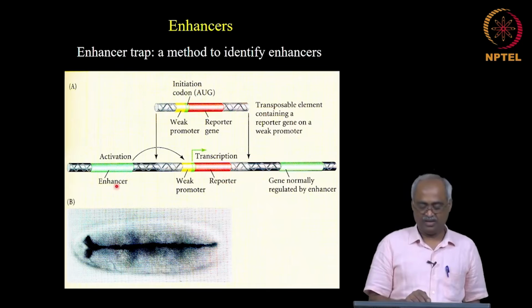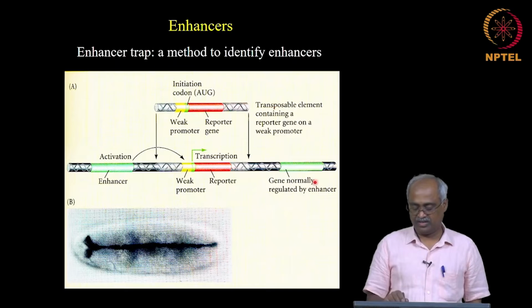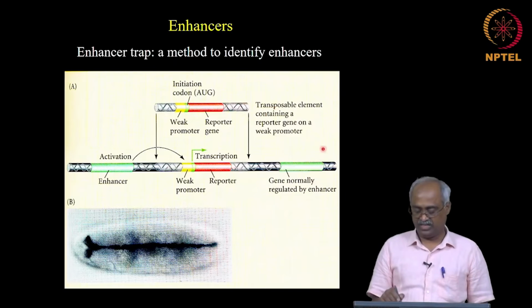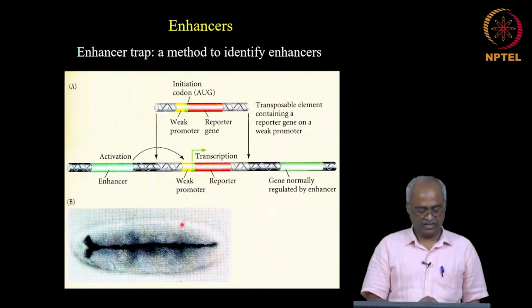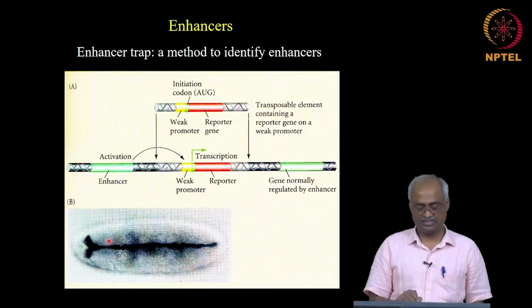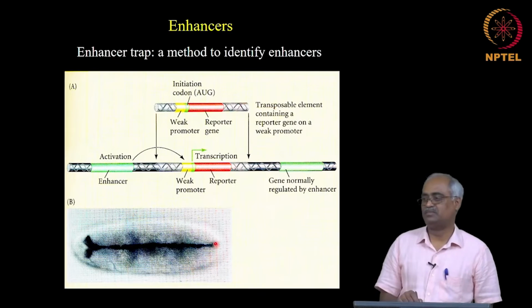Like here it has come next to an enhancer. And this enhancer normally controls the expression of a gene downstream. So, this is the gene here, and now this enhancer influences the expression of this, then this gets expressed where this gene is normally expressed, and then you can detect it this way. This is a Drosophila embryo, so where you see the expression pattern.